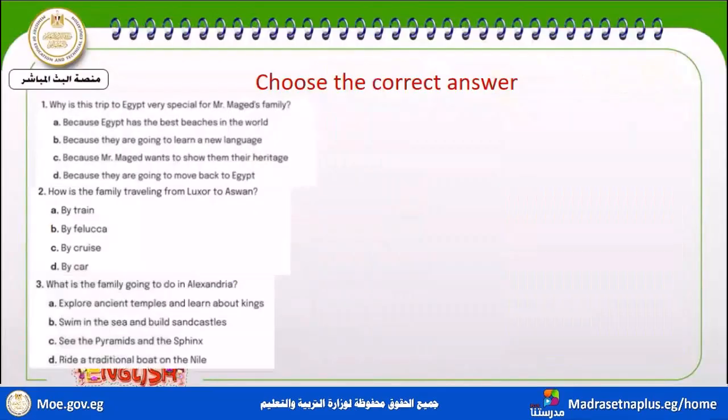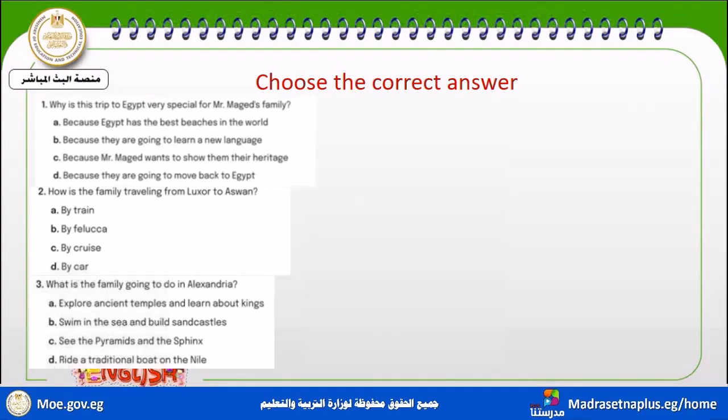Now, would you please do the following tasks? The first one is we are going to choose the correct answer. Number one, why is this trip to Egypt very special for Mr. Magid's family? Is it because Egypt has the best beaches in the world? Or because they are going to learn a new language? Or because Mr. Magid wants to show them their heritage? Or because they are going to move back to Egypt?